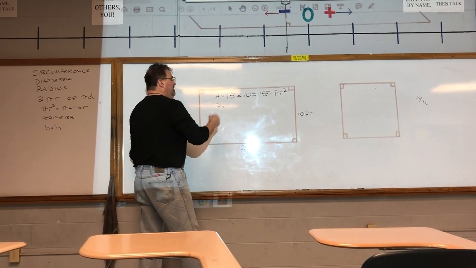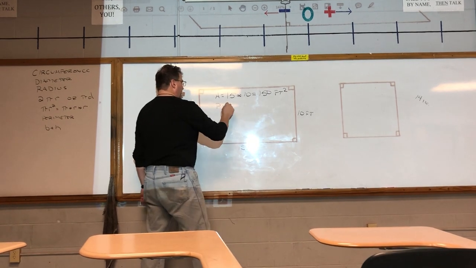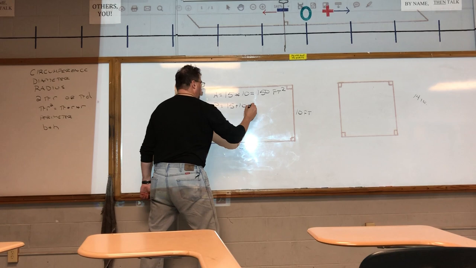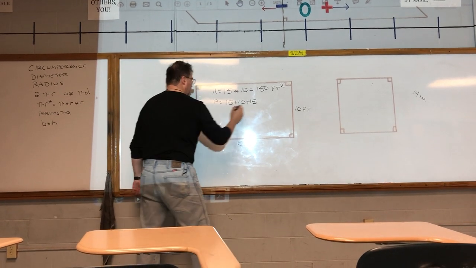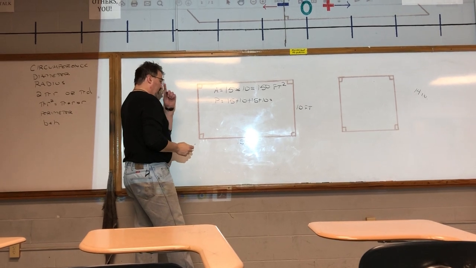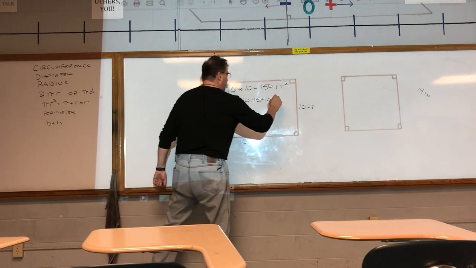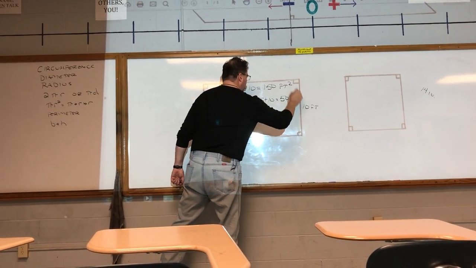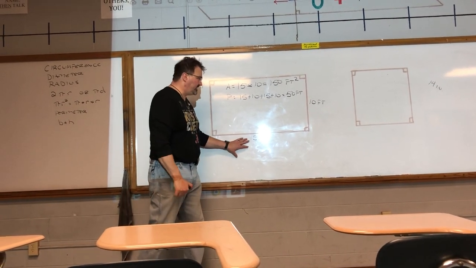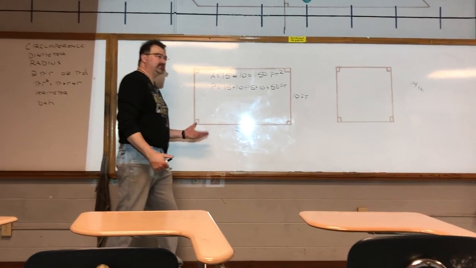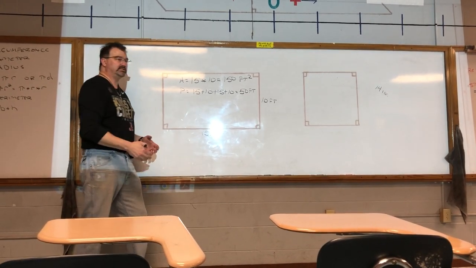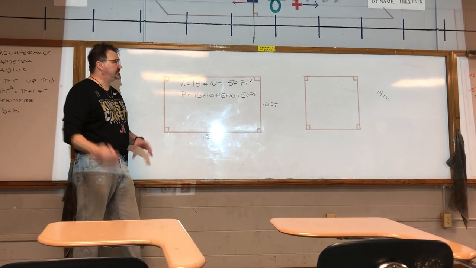Perimeter. Same thing, add all the way around. 15 plus 10 plus 15 plus 10. Okay? And that is 50 feet. And there you go. And of course, you could do 2 times 15 plus 2 times 10, get the same result. You can do 15 plus 10, take that and times 2.